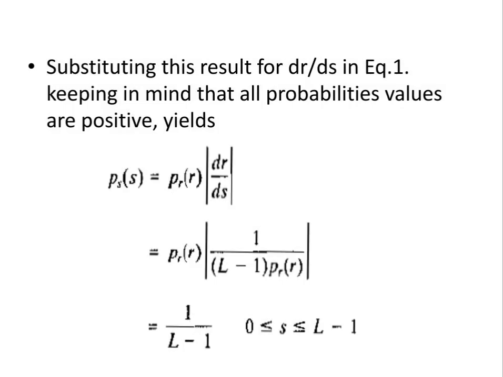We recognize the form of PS of S in the last line of this equation as a uniform probability density function. Simply stated, we have demonstrated that performing the intensity transformation in the equation yields a random variable S characterized by a uniform PDF. It is important to note from this equation that T of R depends on PR of R, but the equation shows that the resulting PS of S is always uniform, independently of the form of PR of R.